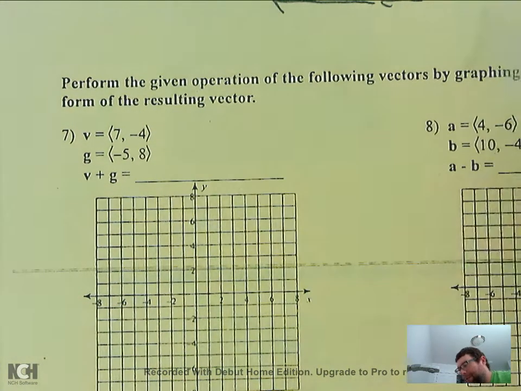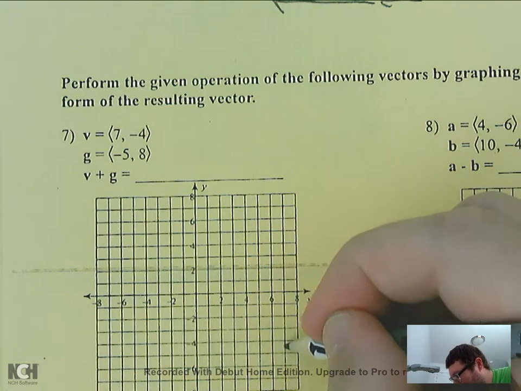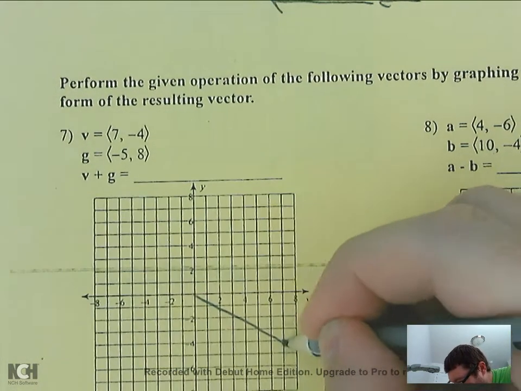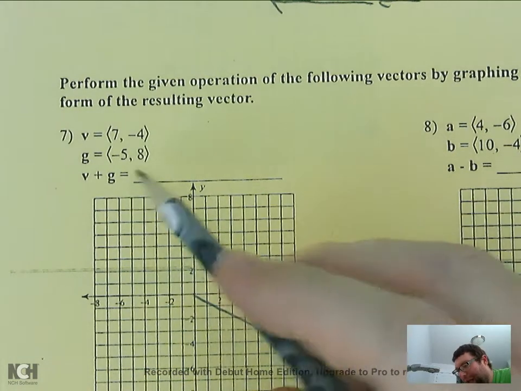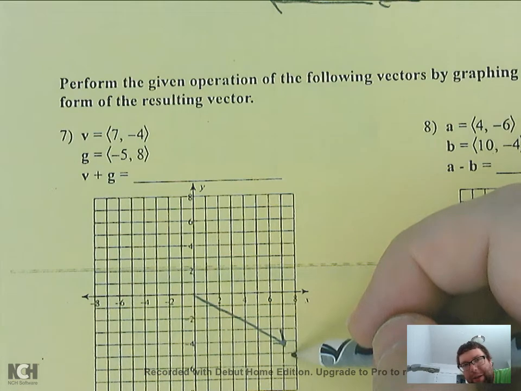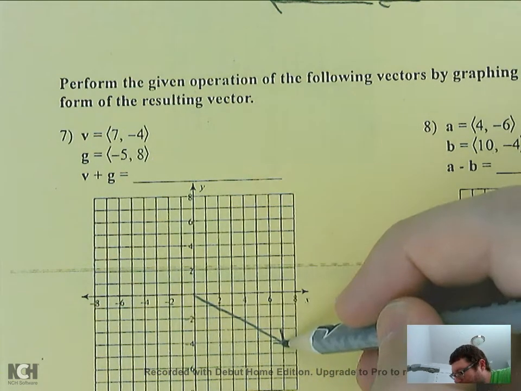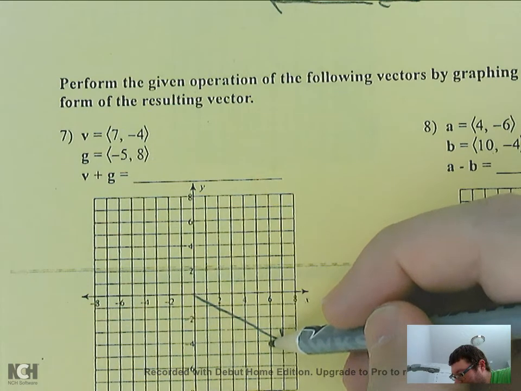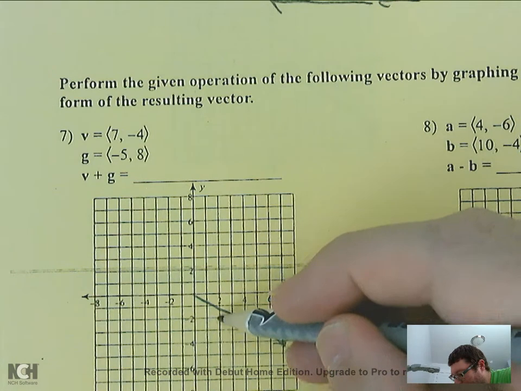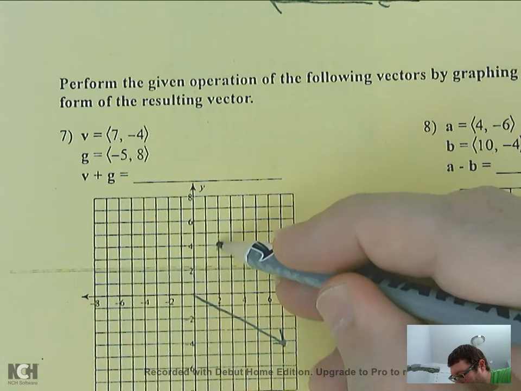So v plus g. v is 7 and negative 4, so there's my first vector. Now we're adding, so when we add, we start at the head or the terminal point of the first vector and then just do the components from there. The next one is negative 5, 8. So 1, 2, 3, 4, 5, and then up 8. 1, 2, 3, 4, 5, 6, 7, 8.